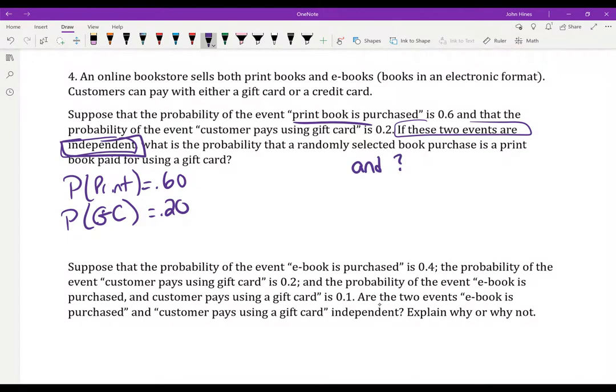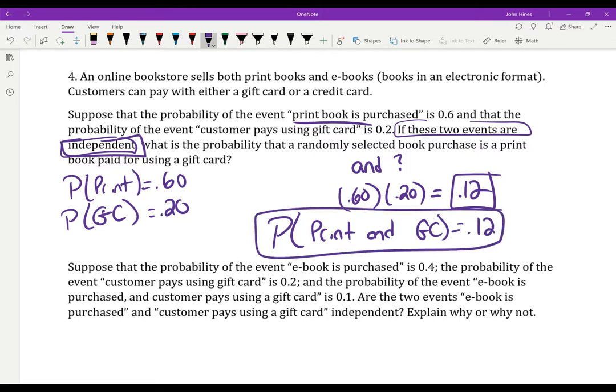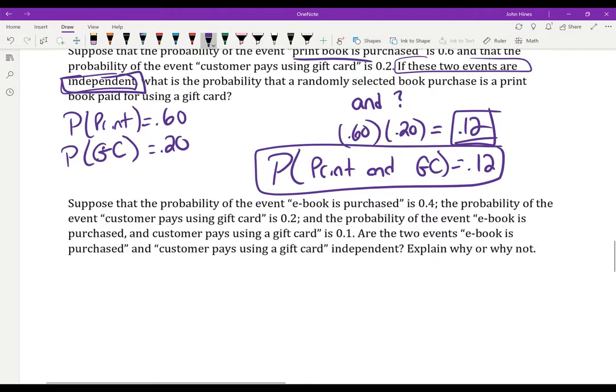What's the AND probability? You find the product. 0.60 times 0.20 equals 0.12. That would be your AND probability. The probability of print and gift card equals 0.12. Because they're independent, I can multiply those two probabilities together.